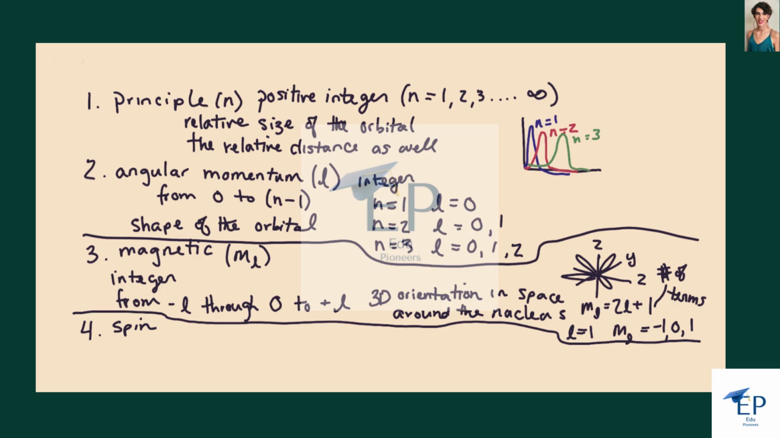The last one is spin, which is denoted by m sub s. It's got two values, +1/2, -1/2. And this is the electron spin, where we talk about when they're pairing off, up or down.